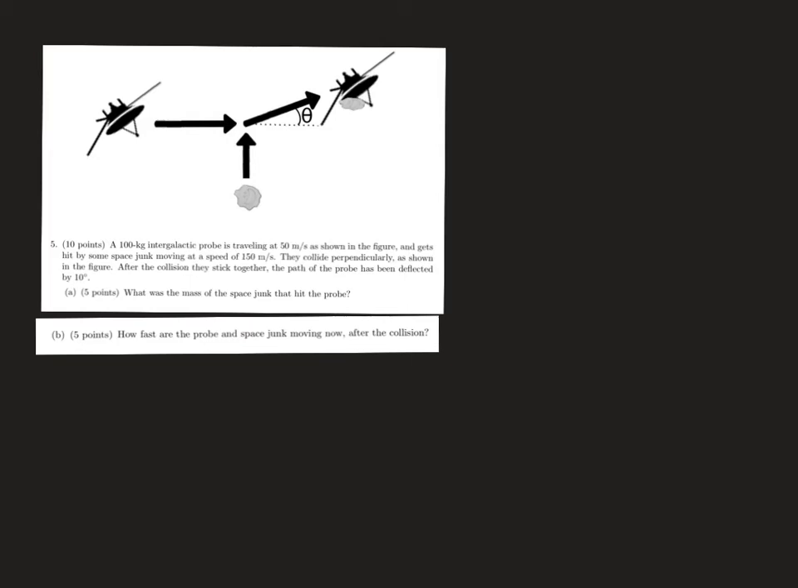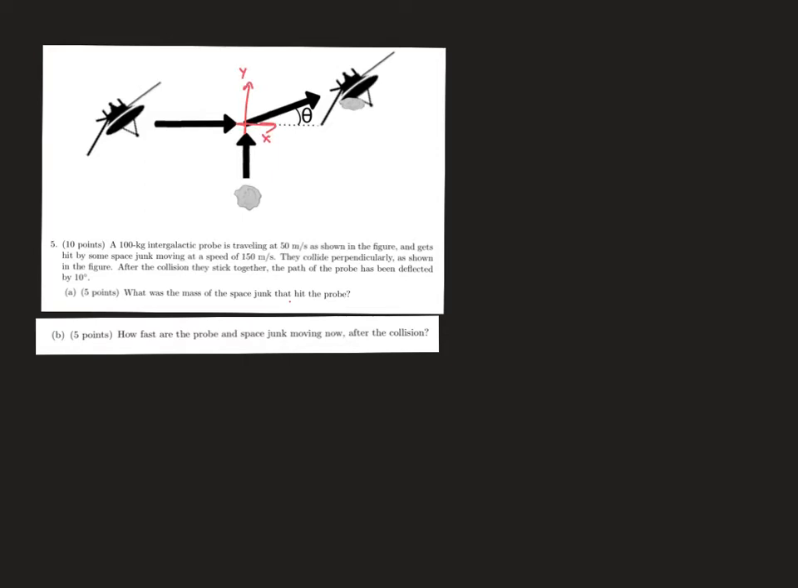This problem was called junk probe collision. In it, we have a collision between a spaceship, which kind of looks like Voyager, and an asteroid, which kind of looks like a face. The probe has a mass and a speed, traveling directly along what we could call the x direction. In fact, let's put the axes on there.